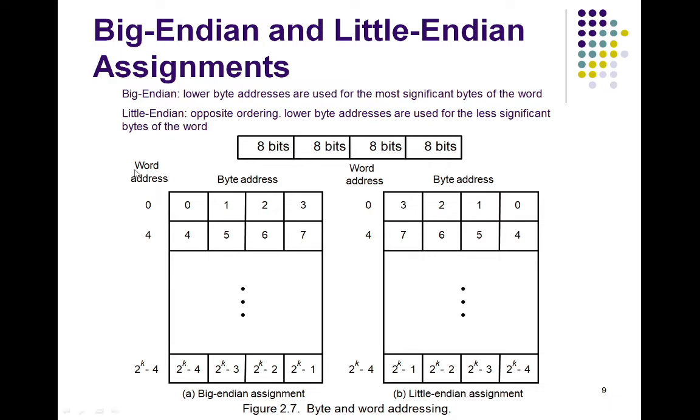So these addresses are very much required to retrieve these words from the memory location. If you want to retrieve this entire word, this memory address is required. Similarly, to retrieve this entire word, this memory address or word address is required. So these word addresses are very much required for the read and write operations with respect to the memory.